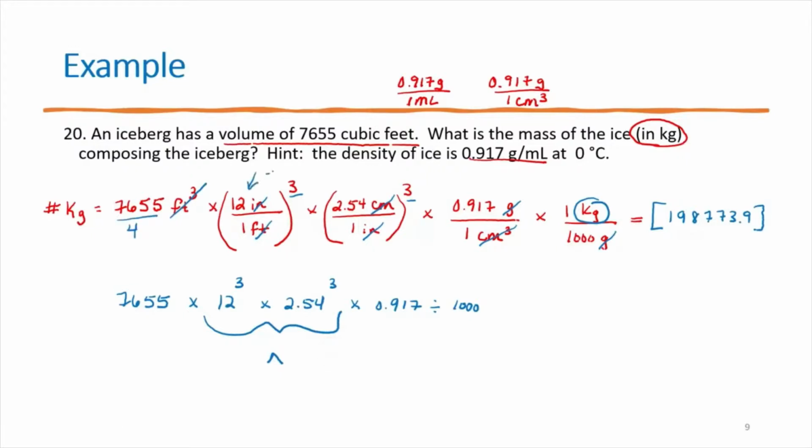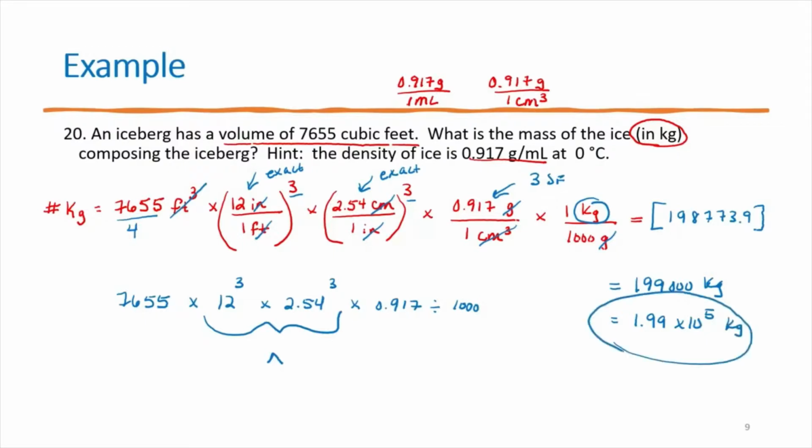This is exact, which means it does not limit sig figs. This has 3 sig figs. So I'm going to go ahead and round this answer to 3 sig figs. So this will equal, you can either write this as 199,000 kilograms, or you'll more often see this as 1.99 times 10 to the 5th kilograms.